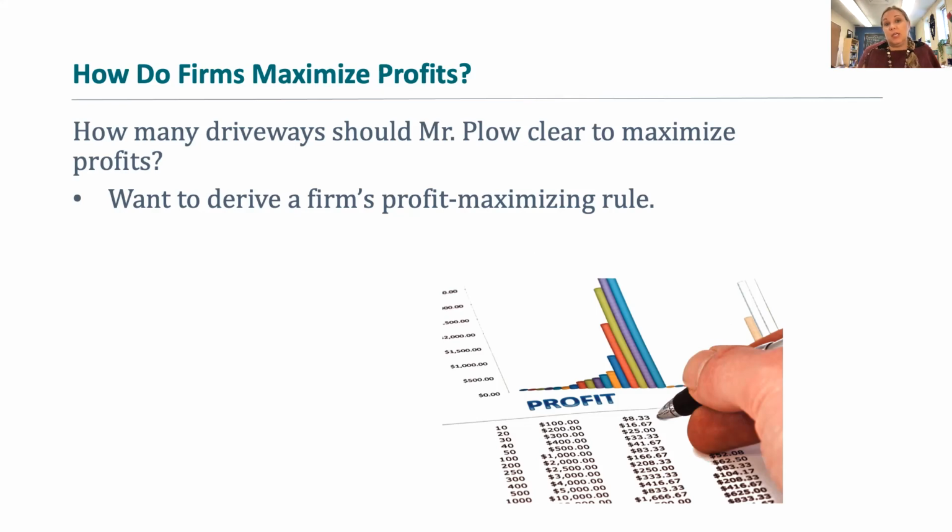So let's use a hypothetical example now. Let's look at a firm called Mr. Plow that provides a service, snow plowing. Mr. Plow wants to maximize profits and wants to derive a rule to follow that would help the owner of this business determine how to use inputs and how much output to produce.